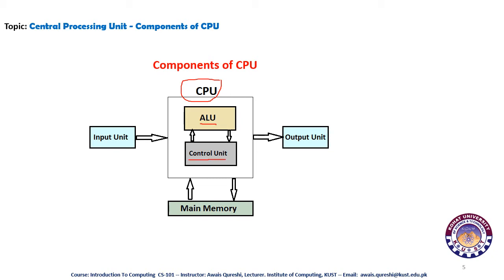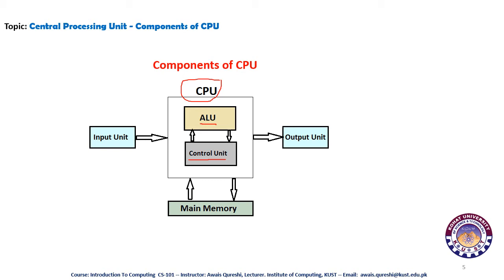So the CPU itself is divided into subcomponents. One is the ALU, and the second one is called the control unit. ALU stands for arithmetic logic unit, and this is the control unit. The function of the ALU is to perform different operations like subtraction, addition, multiplication, and division. This is the job of the ALU. The first letter A means arithmetic operations: subtraction, addition, multiplication, and division.